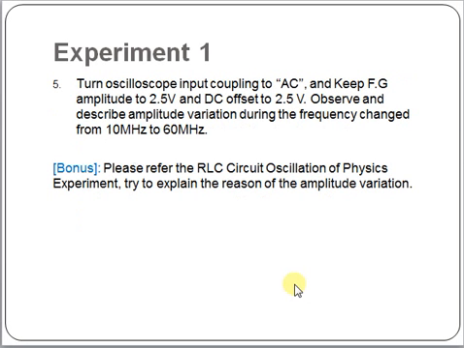Set the oscilloscope input coupling to AC and make the function generator output signal from 10 MHz to 60 MHz. Note that this is high frequency signal, so the circuit configuration between the function generator and oscilloscope will change the waveform. This change is related to the RLC circuit oscillation. Try to explain this phenomenon to your TA. We will give you bonus scores according to your understanding.